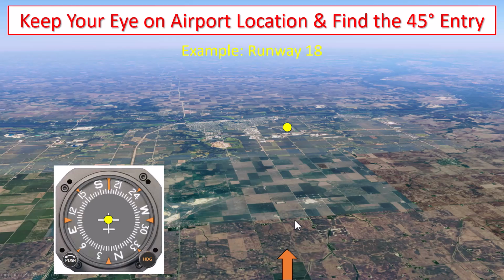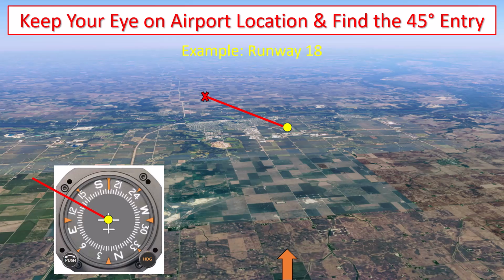So let's assume that we're using runway 18. You find 18 on your heading indicator, you move it 1 inch to the left, and you duplicate it over where the center of the airport is. So that's going to give you your estimated 45-degree line into the airport.